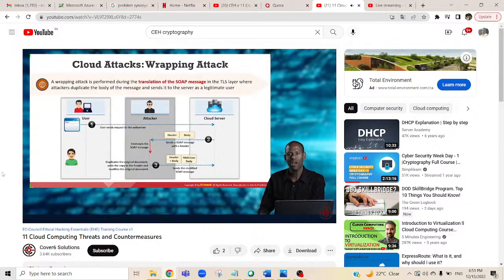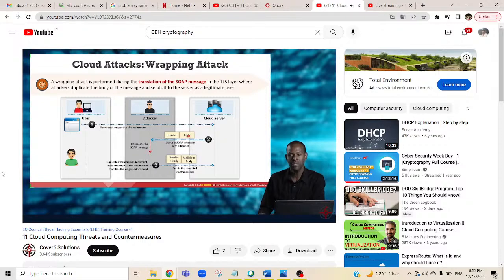Also, we have cloud wrapping. A cloud wrapping attack involves translating SOAP. Now, SOAP is an XML-like communication technology that's used between portions of applications. So in this case, we have a request that's being sent to a web server. It's in the cloud. And then SOAP has a message header and then has a body.